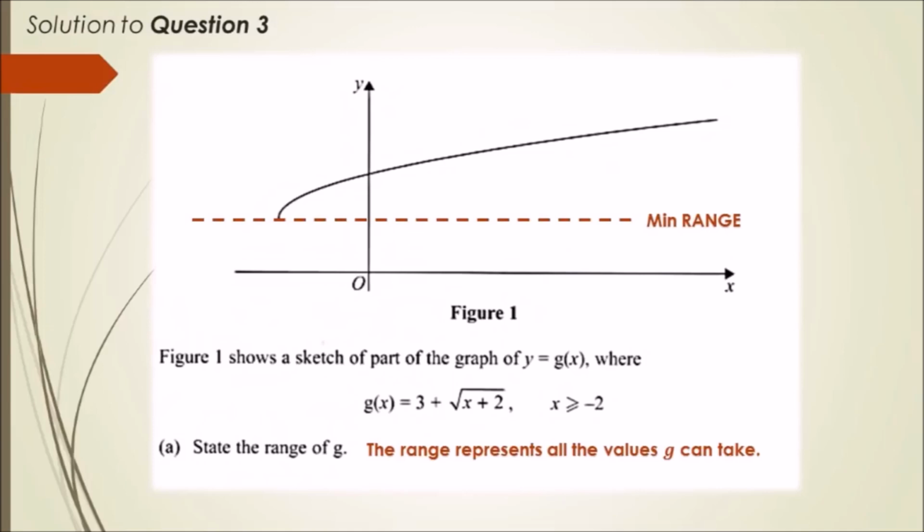Now of course, if that's the minimum at x equals minus 2, then all we do is plug in x equals minus 2. Then g should give us 3. And that's it, guys. We know clearly that the minimum of the range for g is 3. So g takes values greater than or equal to 3. Okay, not bad. So let's move on to part B.